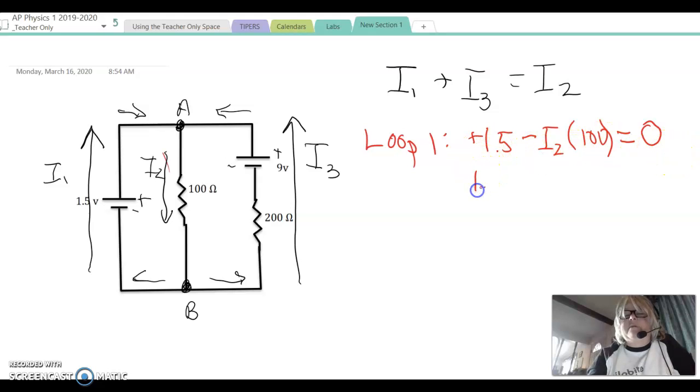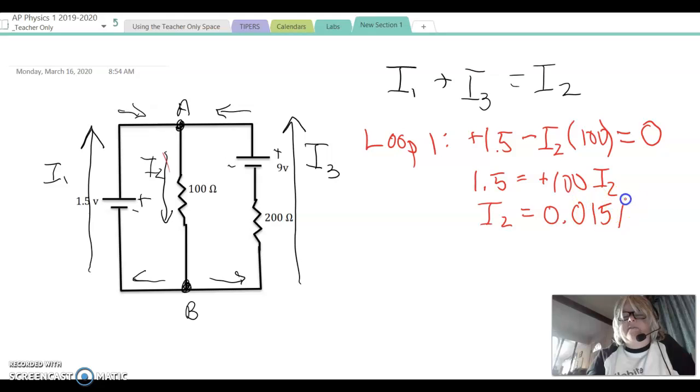Okay, so that's going to give me 1.5 equals positive 100 times I2. So that means that I2 equals 0.015 amperes. Or if I wanted, I could say 15 milliamps. So now I know what I2 is. 0.015. Okay? Now I'm going to go to my second loop.